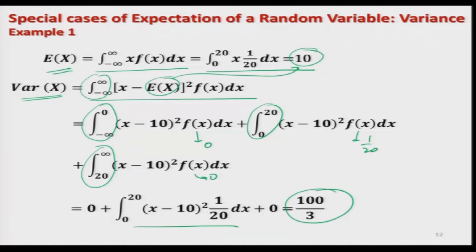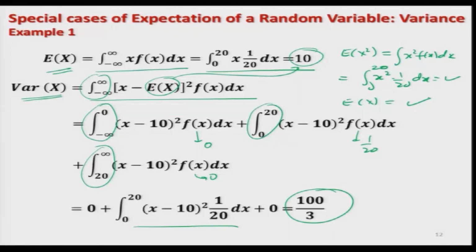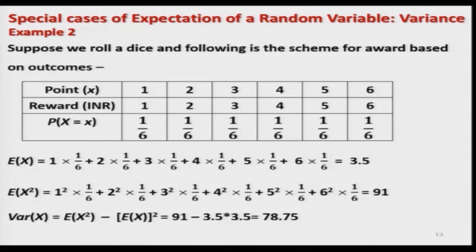The second option is that you can compute expected value of x square, that is integral x square f x dx, right. That will be basically 0 to 20 x square into 1 upon 20 dx. You can find out the value of this, and you already have found the value of expected value of x. From there you can compute the variance as expected value of x square minus expected value of x whole square. That will also give you the same answer. There should not be any problem.